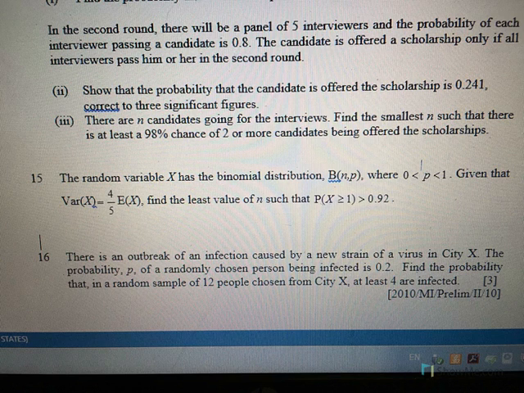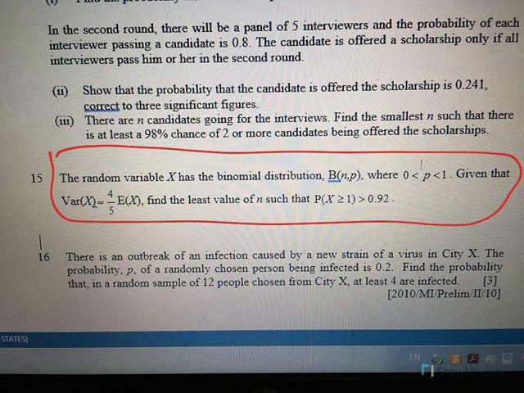The random variable X has the binomial distribution B(n, p), where p is between 0 and 1. Given that the variance of X is 4/5 of E(X), find the value of n such that the probability of X greater than or equal to 1 is greater than 0.92.